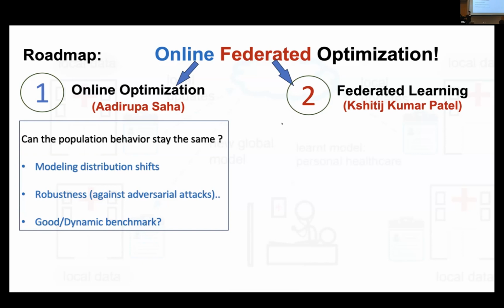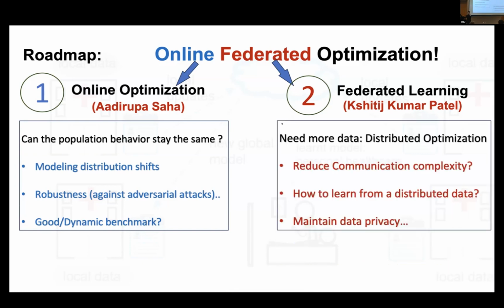Then my co-speaker, Kshitij, will be covering distributed optimization when we have n machines, but the functions are still stochastic. The functions are not changing over time, but we still have n machines. How do we actually do this regret optimization? That's what Kshitij will be covering.